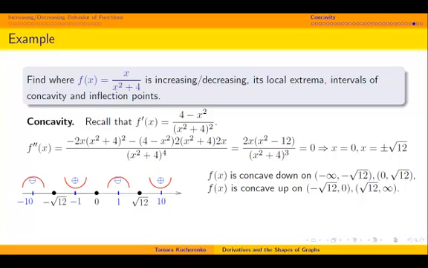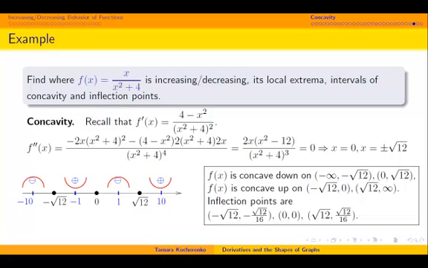Since the function changes concavity at x equals negative radical 12, x equals 0, and x equals positive radical 12, there are 3 inflection points. They have coordinates (negative square root of 12, negative square root of 12 over 16), (0, 0), and (square root of 12, positive square root of 12 over 16).